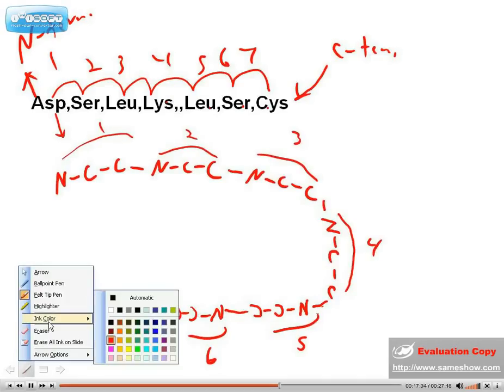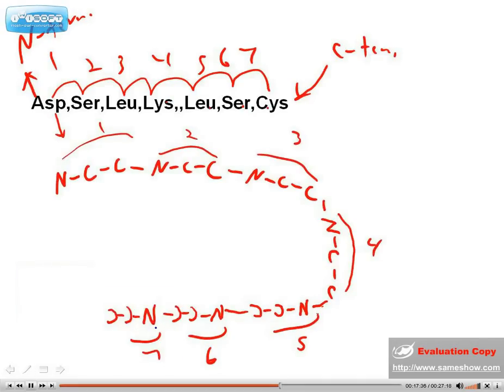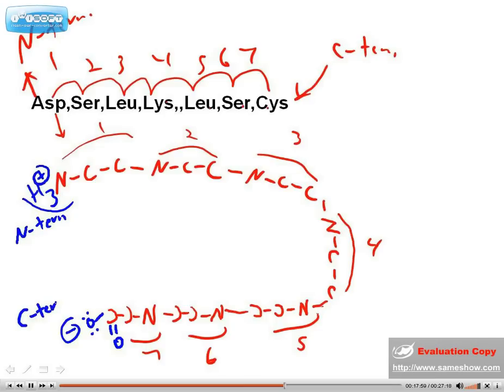So I'm going to go ahead and use a different color. I'll use blue. So the first thing I will do is put a positive right here, NH3 positive. That's my N-terminus. And I'm going to go ahead and fill in the rest. This has a negative charge. That's my C-terminus.